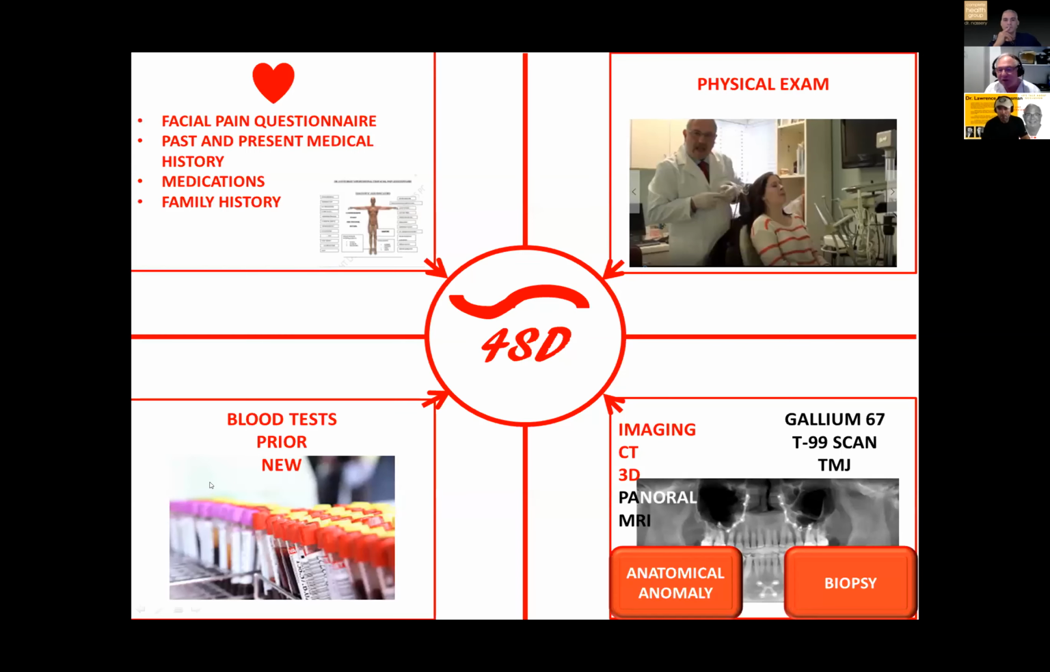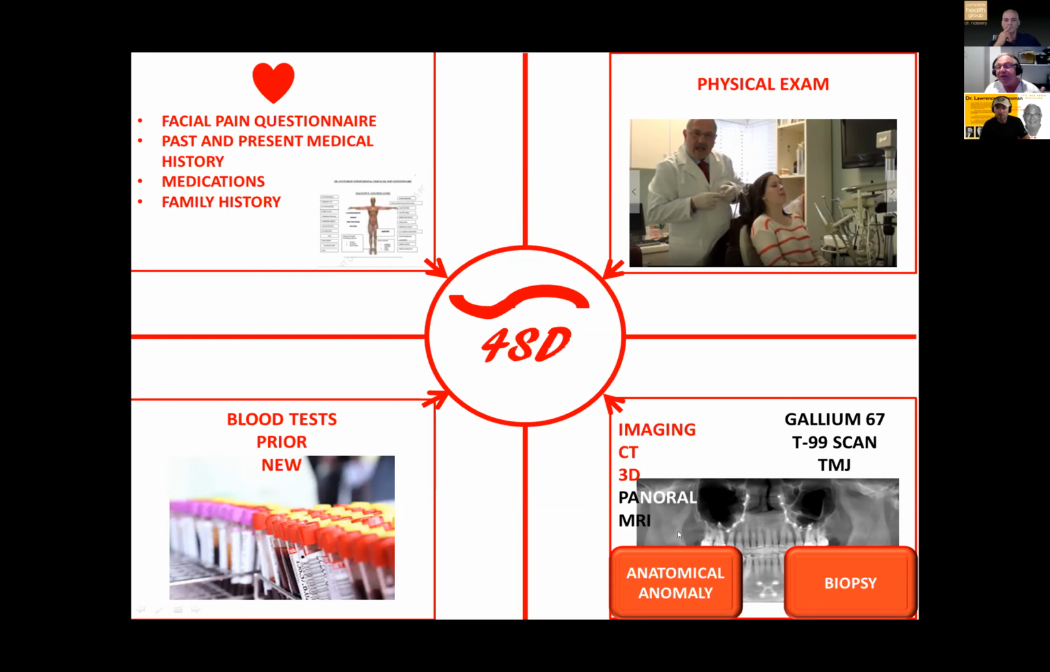So in 4-sector diagnosis, my workflow is very simple. I want to get all the information I can up front from the history. This is an 18-page questionnaire. It is very detailed, and it helps me to begin to think about what diseases this patient may have and how I'm going to order my blood tests.